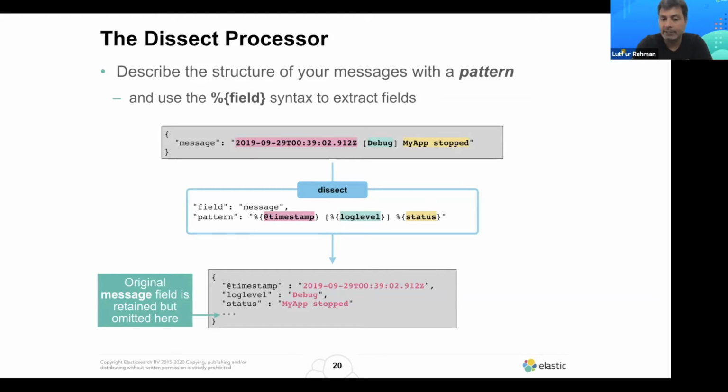As a result, you can see that I have a timestamp field, a log level field, and a status field, my app stopped. The original message field will still be here and retained. We have just omitted it here, but you have the option to drop that one by using another processor. But as the default behavior of this Dissect processor, the original message field will be retained.